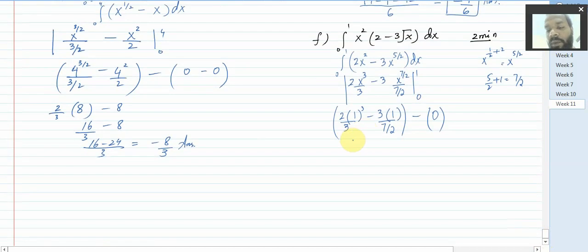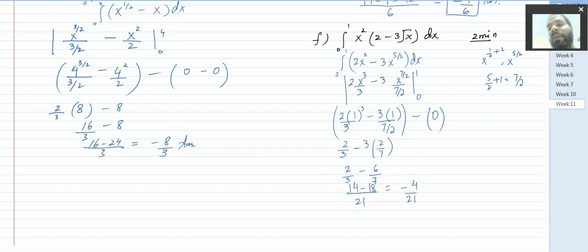So it's 2 over 3 minus 3. This 7 upon 2, when you flip, will be 2 over 7. So 2 over 3 minus 6 over 7. LCM is 21: 7 2s are 14, 3 6s are 18. 14 minus 18 leads to minus 4 divided by 21. And that is your answer.